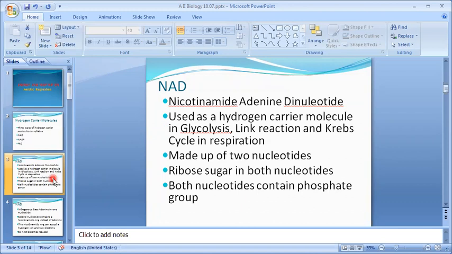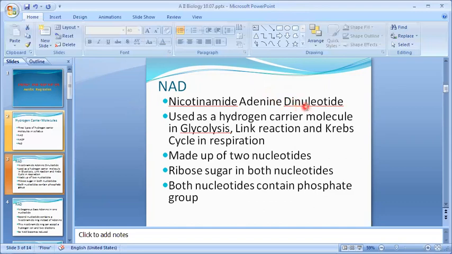Now, we have to see what NAD stands for. NAD stands for Nicotinamide Adenine Dinucleotide. To some extent, this name explains the various components of NAD. Basically, NAD is used as a hydrogen carrier molecule in the various stages of aerobic respiration. NAD is involved in glycolysis, in the link reaction, and in the Krebs cycle as well. So in the first three stages of aerobic respiration, glycolysis, link reaction, and Krebs cycle, NAD is there.